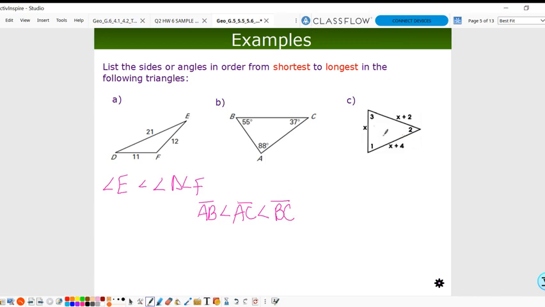Now we have angle 1, 2, and 3. So these are not their measurements. These are just the angle names. So I have side lengths of x, x plus 2, and x plus 4. So right away I know that x is going to be the shortest side. That's across from angle 2. That's less than x plus 2, my next longest side length. That's across from angle 1. And that's going to be less than my angle that is across from x plus 4, which is angle 3.